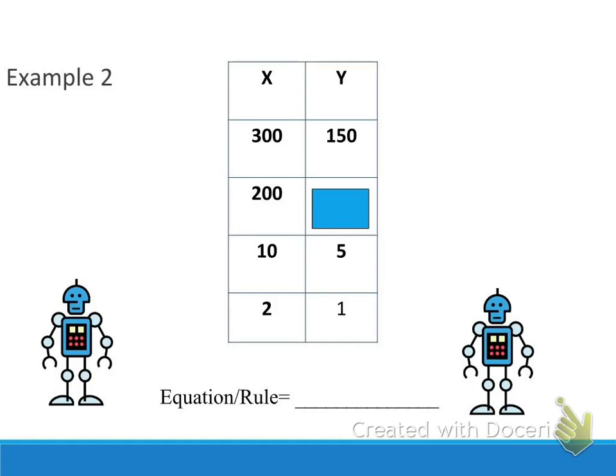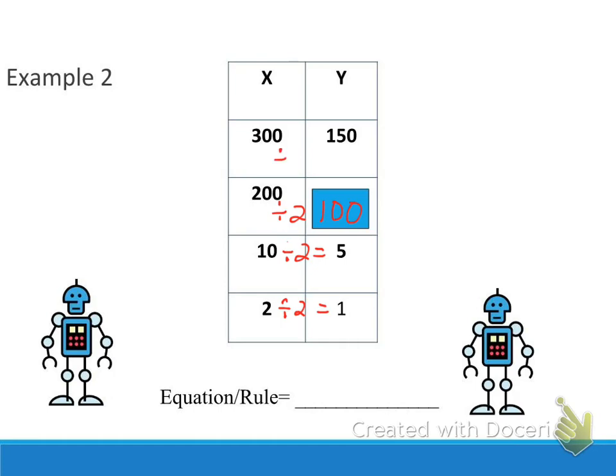So we have to look at the next one and see, 10 to 5. Is that subtracting 1? No. So it has to be dividing by 2. Okay, so let's write that. So we have 2 divided by 2 gives us 1. 10 divided by 2 gives us 5. 200 divided by 2, this is the missing number, is what? 100. So our missing number is 100. Write that in.